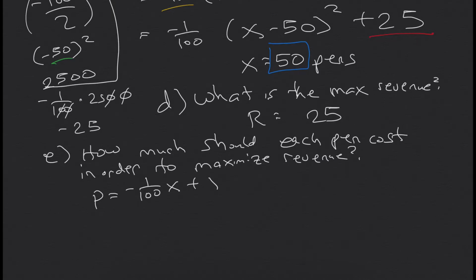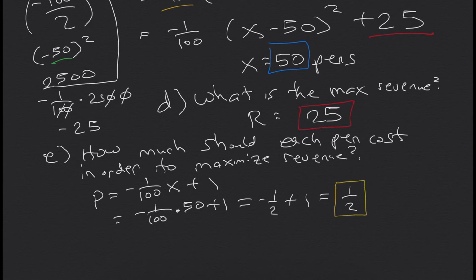And we figured out on part C that x was going to equal 50 here in order to maximize revenue. So let's go ahead and plug that in. Negative 1 over 100 times 50 plus 1. Negative 1 over 100 times 50, that's negative 1/2, plus 1 is positive 1/2. So it looks like, if that was in dollars, maybe then 50 cents, or the price is going to be 1/2, whatever the unit is for the money there.